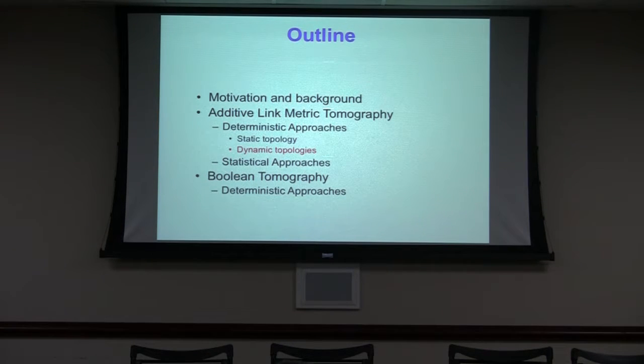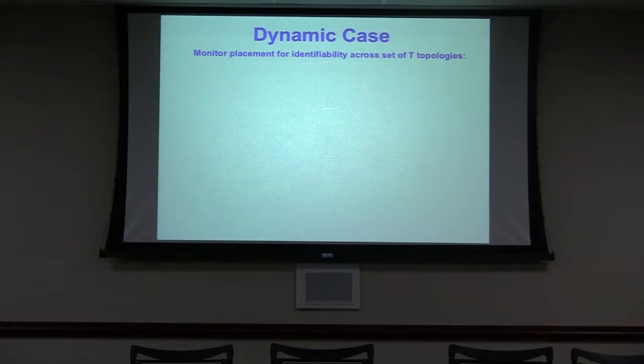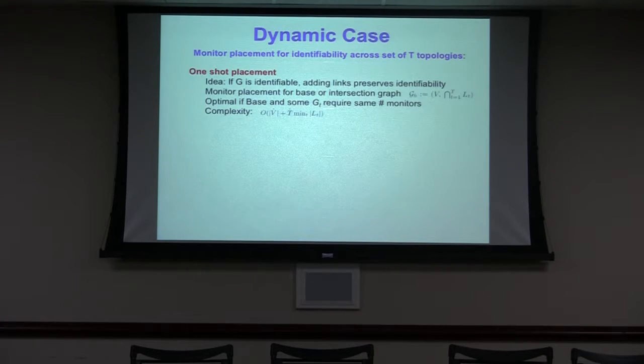So then next we talk about dynamic topology. So far I assumed that the topology is static. I continue to assume that I know the topologies, but I have a sequence of topologies. So I'm given capital T different topologies. I want to do monitor placement across all of them because I want to do some kind of optimal.